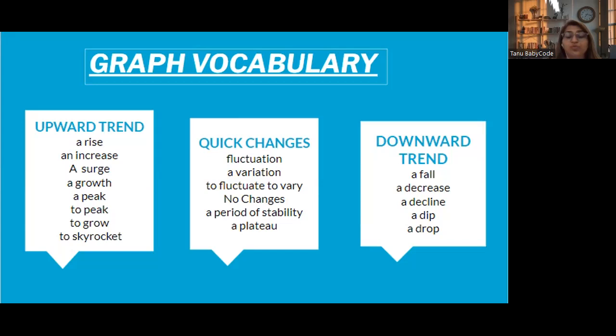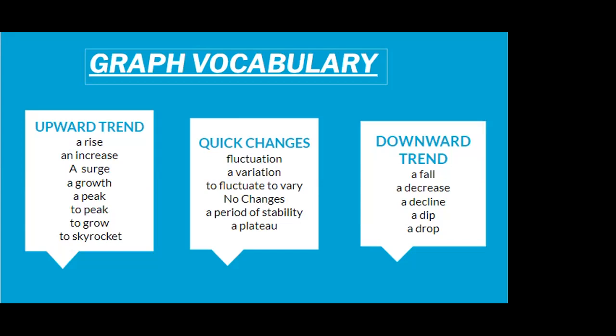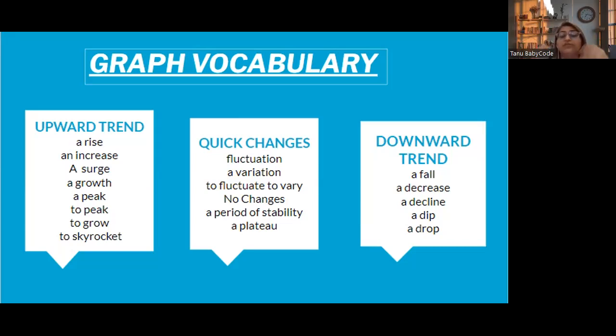When you have a downward trend, then what you can write is a fall, a decrease, a decline, a dip, and a drop. So you can use these vocabulary words in your downward trend when you want to describe it, because whenever you have any bar graph or line graph, you can see and analyze the trend there. You can use these vocabulary words to enhance and score better in your exam.